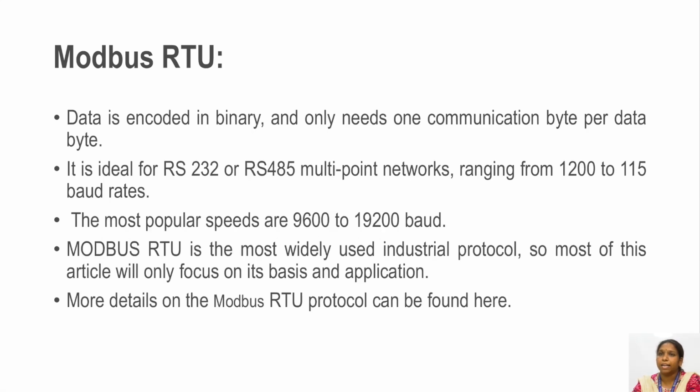Modbus RTU. Data is encoded in binary and only needs one communication byte per data byte. It is ideal for RS-232 or RS-485 multi-point networks with baud rates ranging from 1200 to 115200. The most popular speeds are 9600 to 19200 baud. Modbus RTU is the most widely used industrial protocol, so most of this article will focus on its basics and application. More details on the Modbus RTU protocol can be found here.